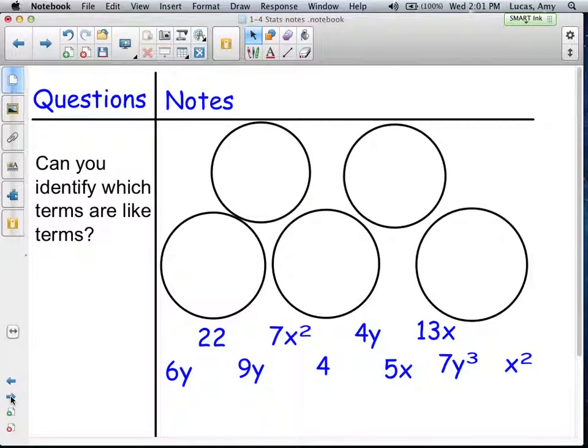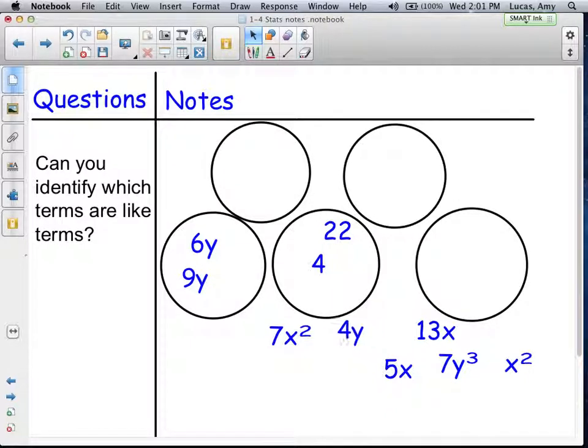Okay, identify which terms are like terms. In the class, we would have students come up one at a time to click and drag. If I click and drag the 4 into this circle, I have to put only like terms in that circle with it. So I know that the plain number 22 would be a like term. I don't see any others. 6y would have to start a new circle. The 9y can go with it, and so can the 4y.